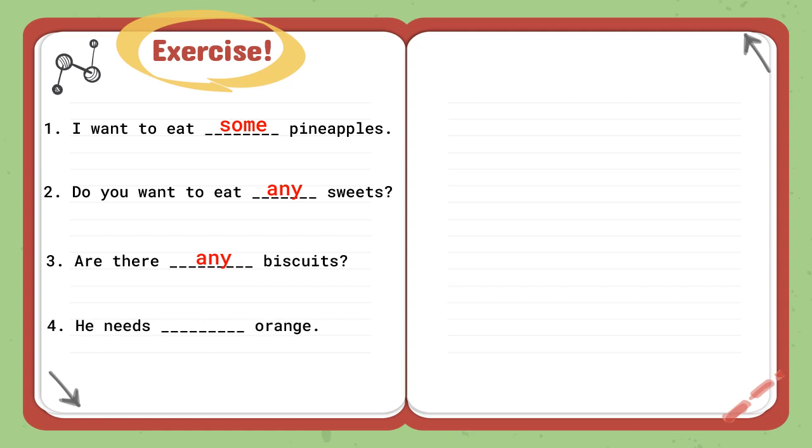4. He needs blank orange. Orange, is it countable? Yes, countable. Singular or plural? It is singular, only one. So we use a or an. An because O is a vowel. He needs an orange. 5. I want blank banana. Banana is countable. Is it singular or plural? Singular, only one. So we use a or an. The answer is a because banana starts with a consonant.